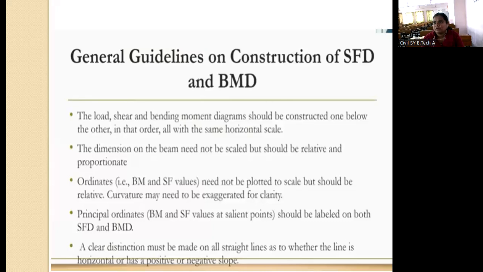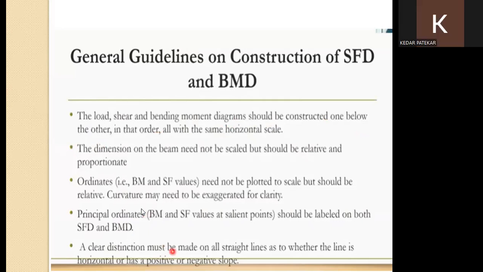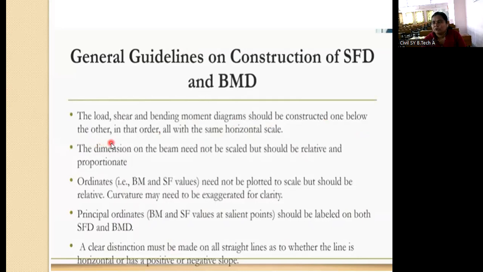Okay. So write down the first point in general guidelines on construction of shear force and bending moment diagram. The load, shear and bending moment diagrams should be constructed one below the other, in that order, all with the same horizontal scale. So under this point, we have to remember that we have to draw shear force and bending moment diagrams one below the other.